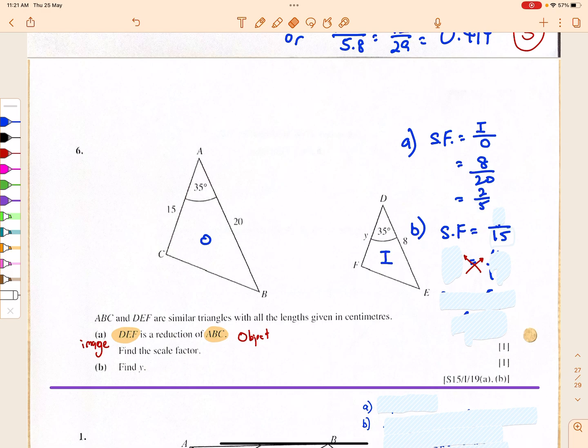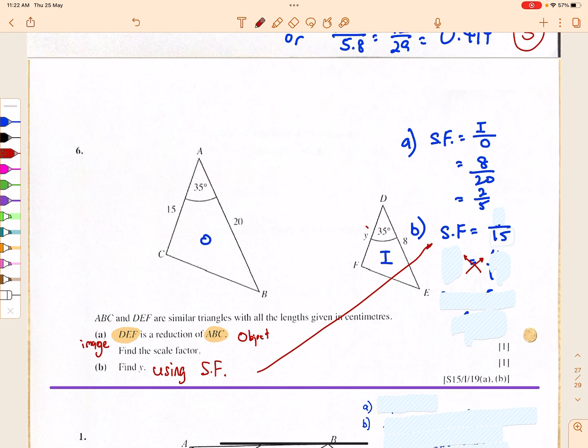Now I want to find y, right? I know I can find unknown length using scale factor, right? So how do I use scale factor to find unknown length? So what I do is I write down the scale factor, and scale factor is image over object.